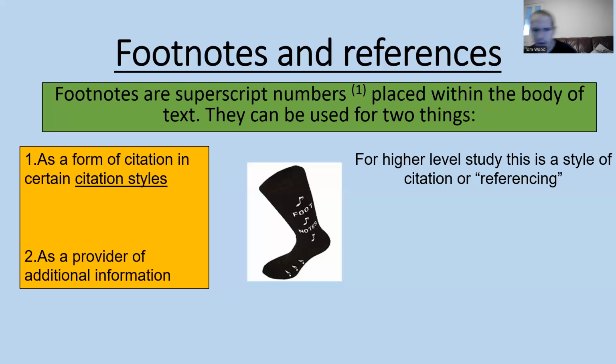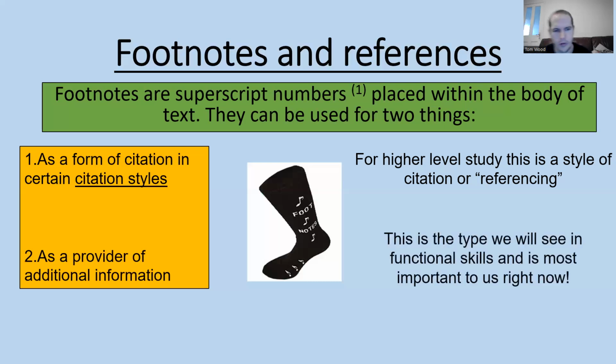The main reason that we see it in functional skills is in regards to a provider of additional information. So it is still acting as a reference, it's just not in a very academically formal manner. So we do see this type a lot with the functional skills questions. So if you are going to be asked about a footnote or a reference, then this is how it will appear. And again, it is just going to be in the body of the text, and then there'll be a little one there. When we look at the bottom, there'll be the little one, and it will say where the information's come from.